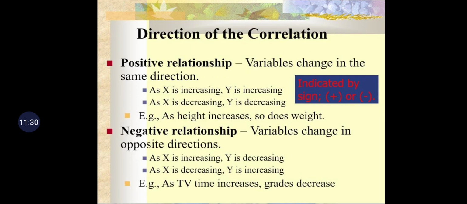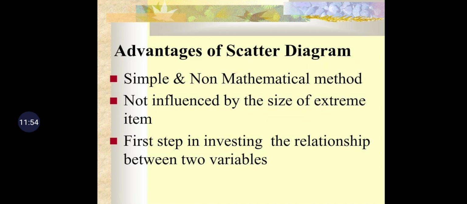The direction of the correlation. Positive correlation, positive relationship, variables change in the same direction. If x increases, y increases; if x decreases, y also decreases, like height increasing and weight increasing. They are indicated by the sign, plus or minus. The negative correlation is also the same.